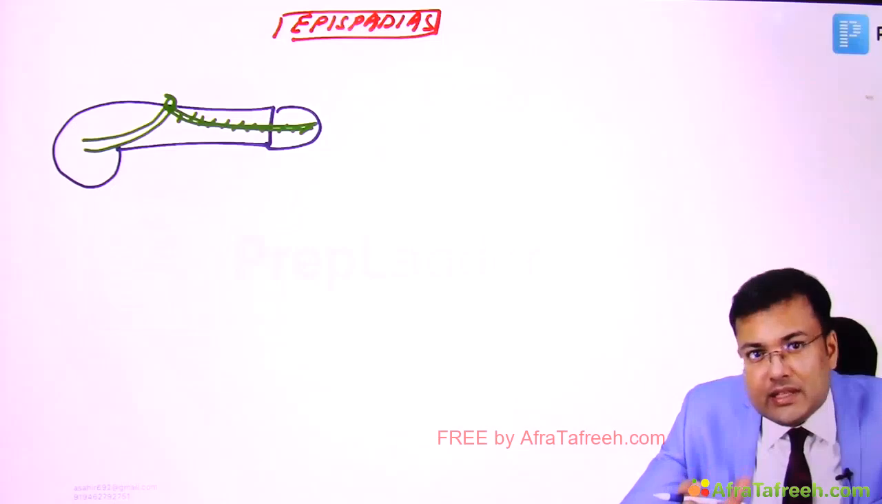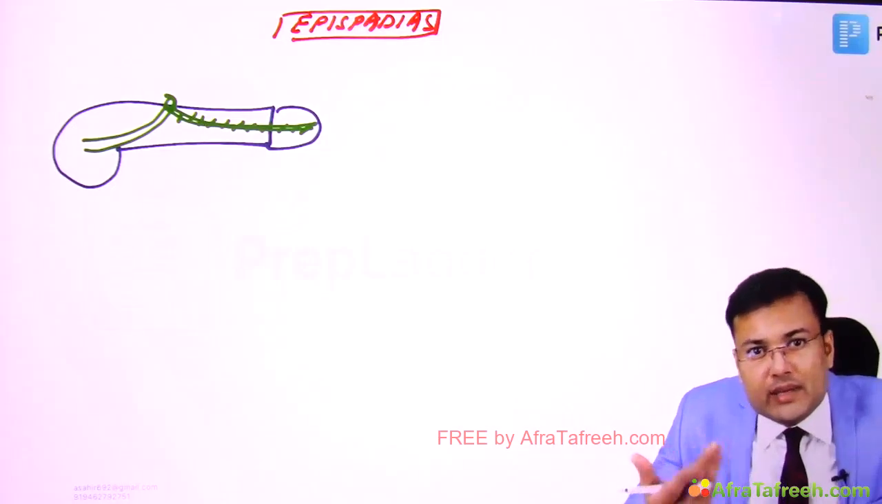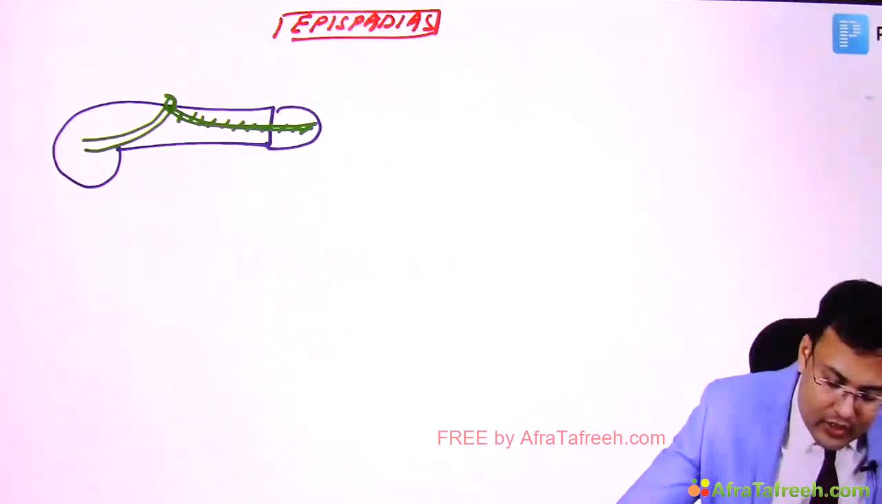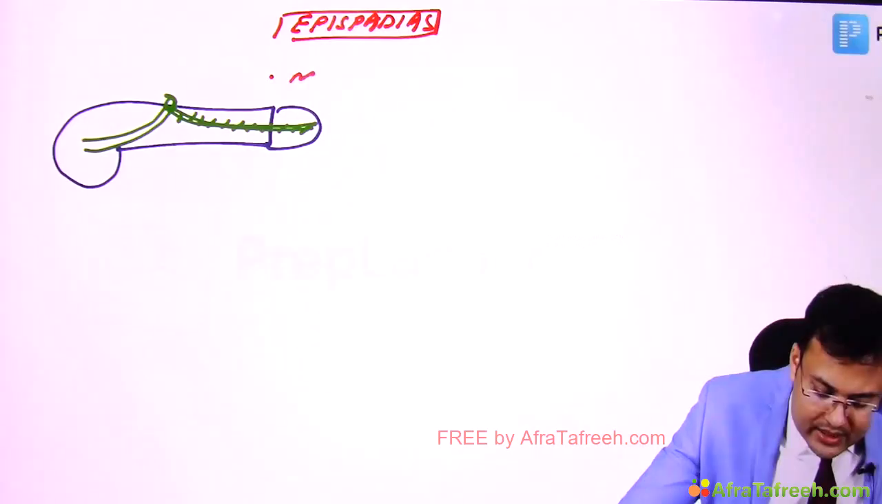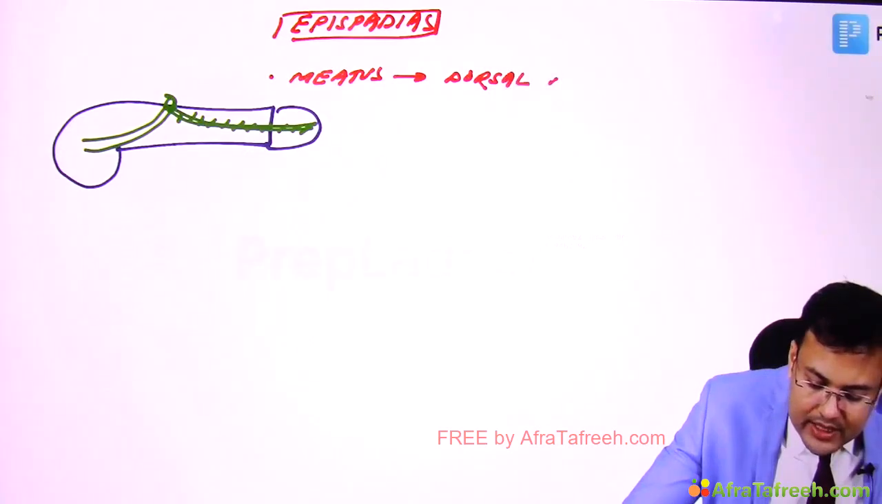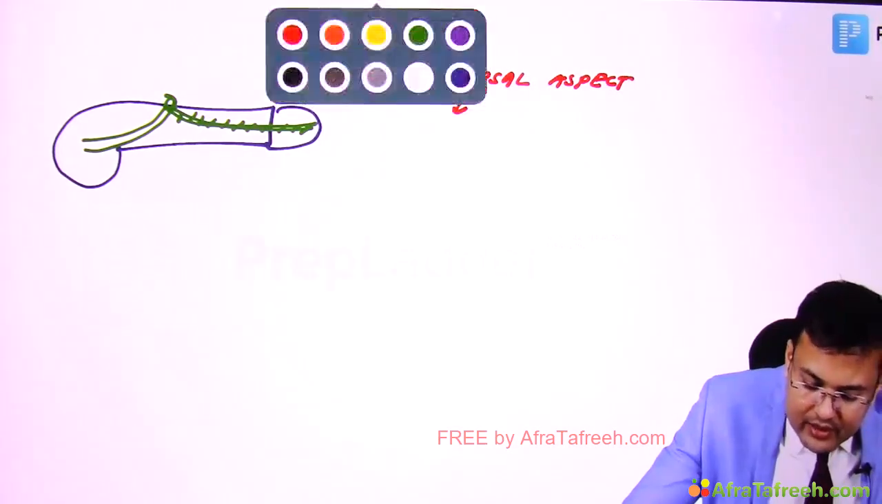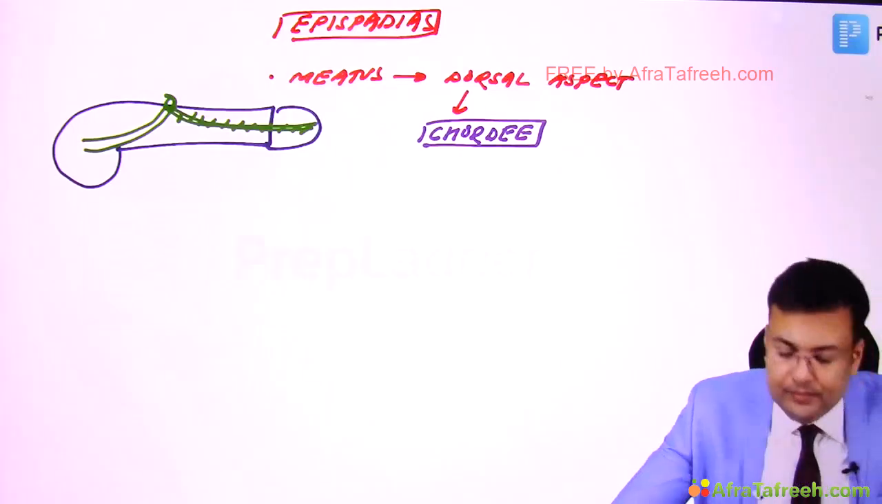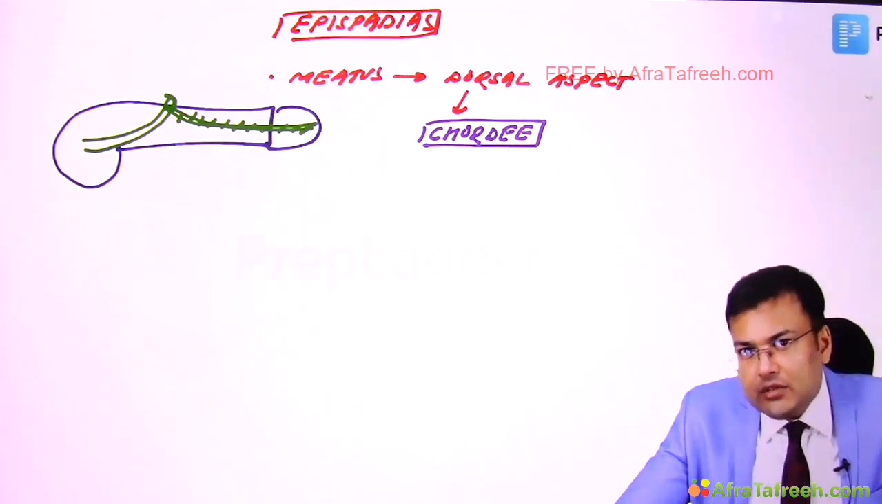Yes, there is presence of chordae, and chordae is present over which aspect? Dorsal aspect. So in these patients there is meatus which is opening over the dorsal aspect, and there is presence of chordae. Chordae is also present over the dorsal aspect. In females also there is epispadias.